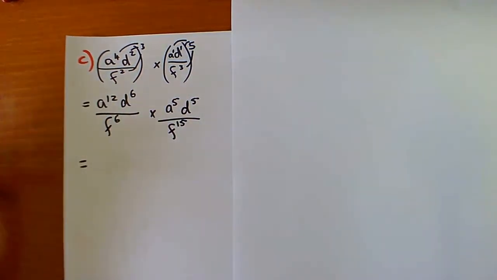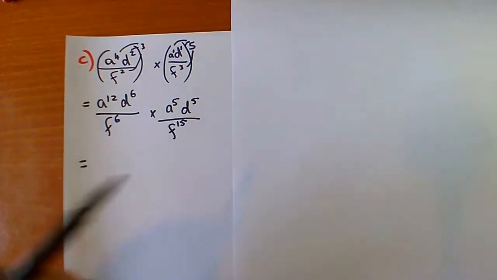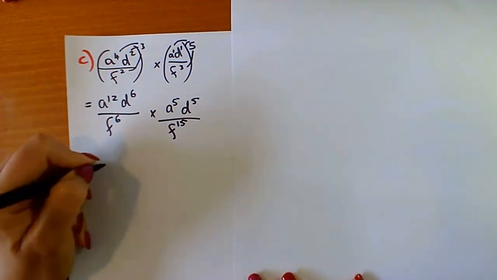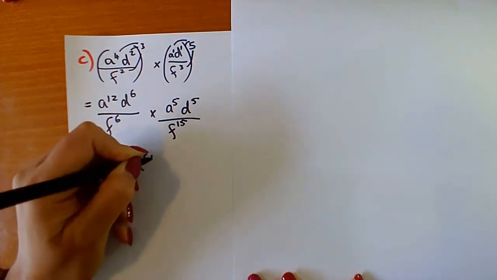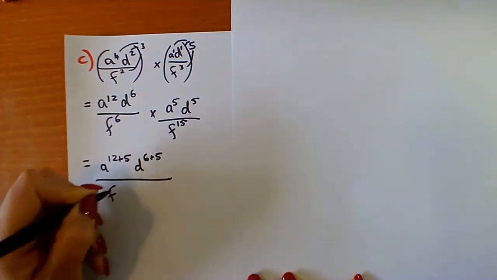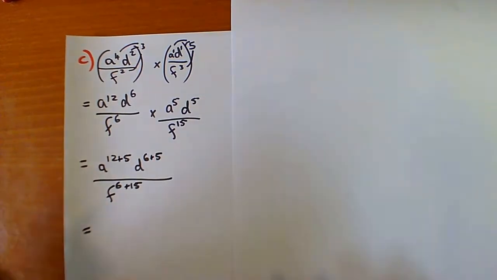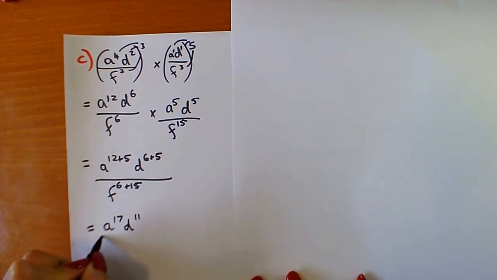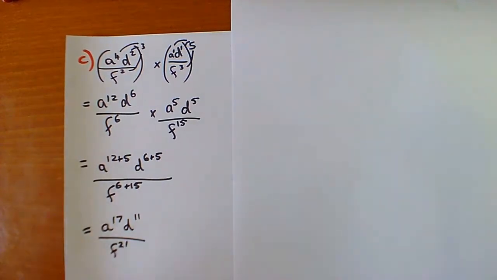Then we simplify it. So we need to look across as like any regular fraction, top times top, bottom times bottom. So we bring it all together. So you end up with a to the 12 plus 5, d to the 6 plus 5, f to the 6 plus 15, because all those bases are the same. So a to the 17, d to the 11, over f to the 21. Can't simplify it any other way. Okay, so go one step at a time.